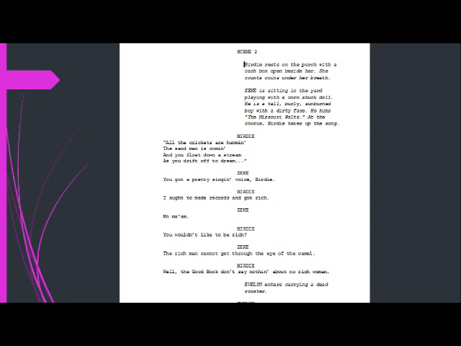Then if you look down toward the bottom, you can see that there's another stage direction. It starts on a new line. Character names are going to be capitalized there, and that is going to stay to the right side of the page in italics.